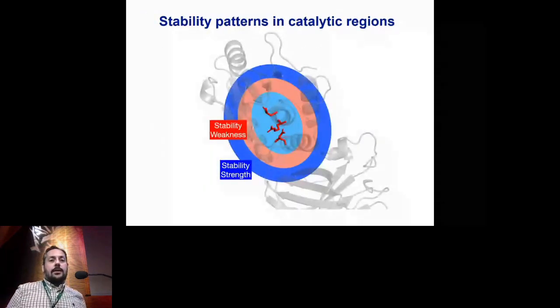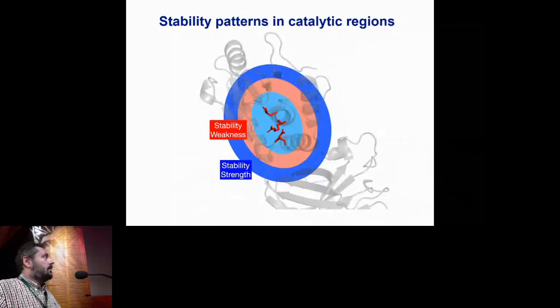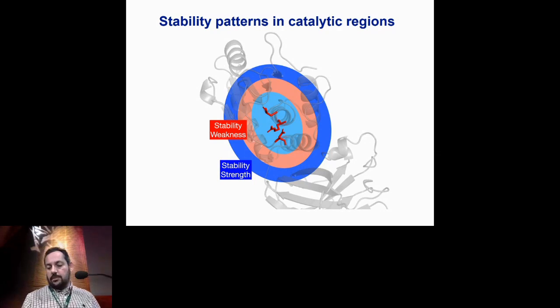So this is a sort of schematic picture of what we found. Basically, the sticks represent the catalytic residues, shown in dark red. That means that these are very weak residues. Then there is a first shell of residues that is blue, so mild stabilizing residues. Then there is a second shell of residues that are stability weakness again, and then the third one that is stability strength, and from that shell on they are all, on average, stability strength.